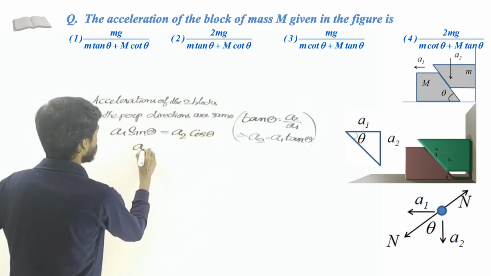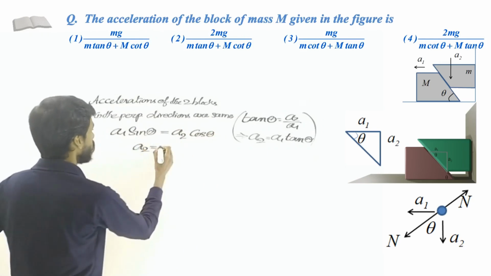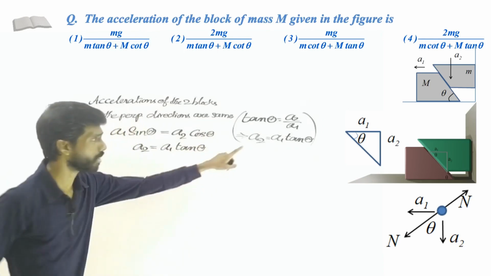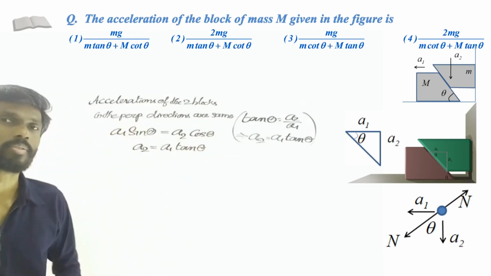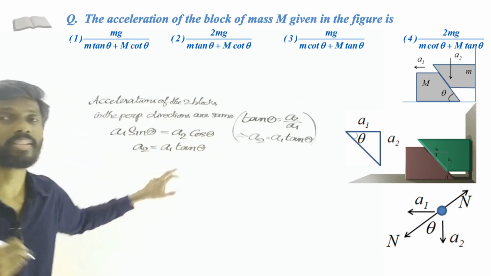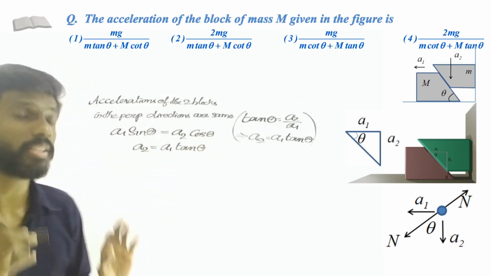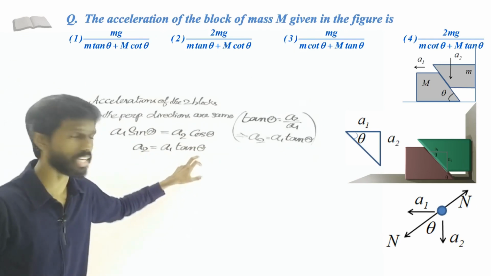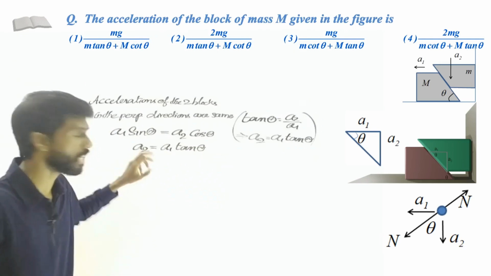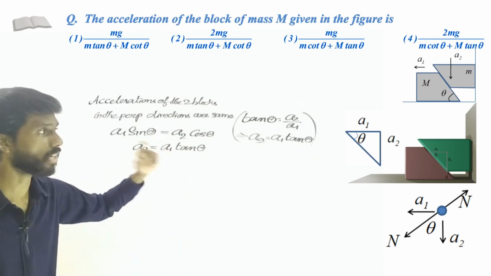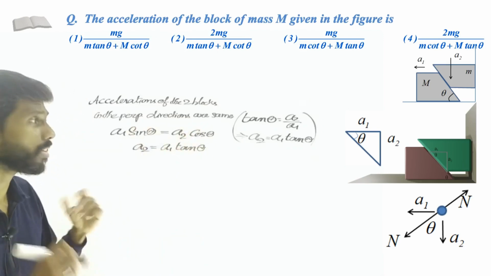So what is a2? It equals a1 sin theta by cos theta, so a1 tan theta. This is the relation. That is one way to find it, and this can also be useful sometimes, so learn both the methods. So a2 equals a1 tan theta. We've got the relation between these two accelerations. a1 and a2 may be the same if theta is 45 degrees, but generally a2 equals a1 tan theta. Now we'll write the equation.